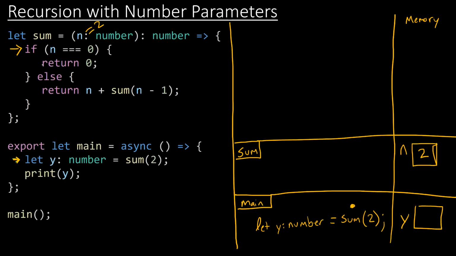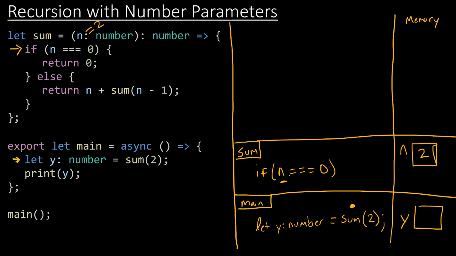Now we need to see, well, what is the line of code that we're going to evaluate in the sum function? That line of code is if n is equal to 0. So the computer, before it knows whether to go into the then block or the else block, it needs to evaluate whether or not this line of code is in fact true, or this expression that our if statement is testing is true. So how does the computer evaluate this?